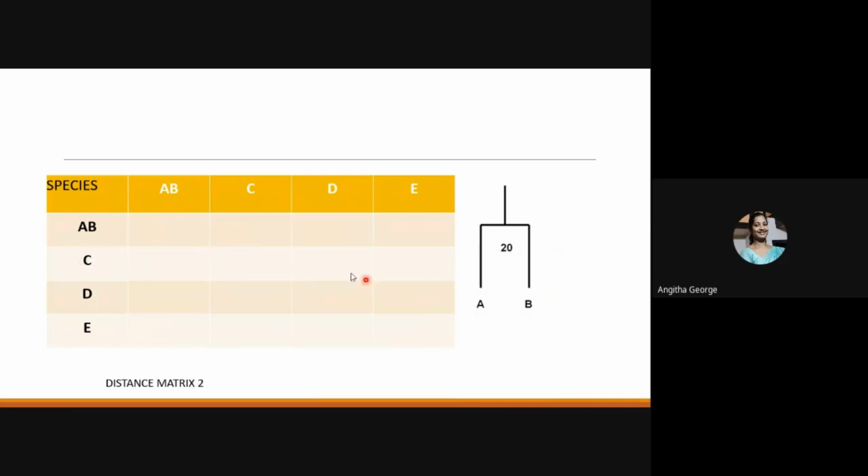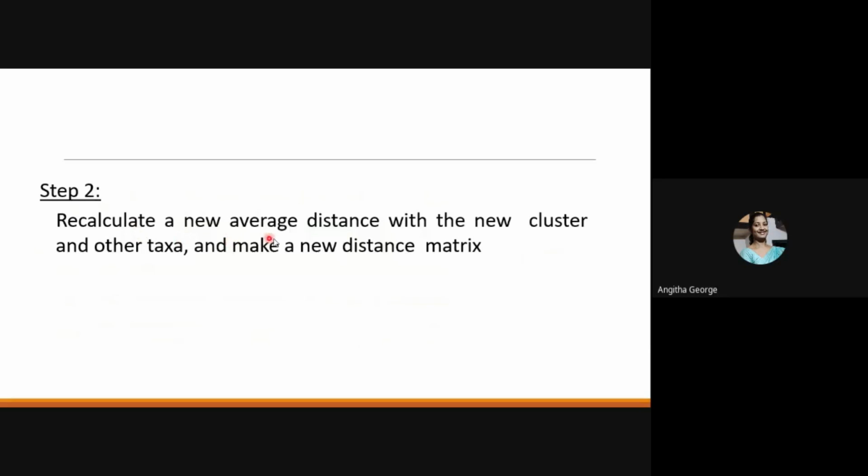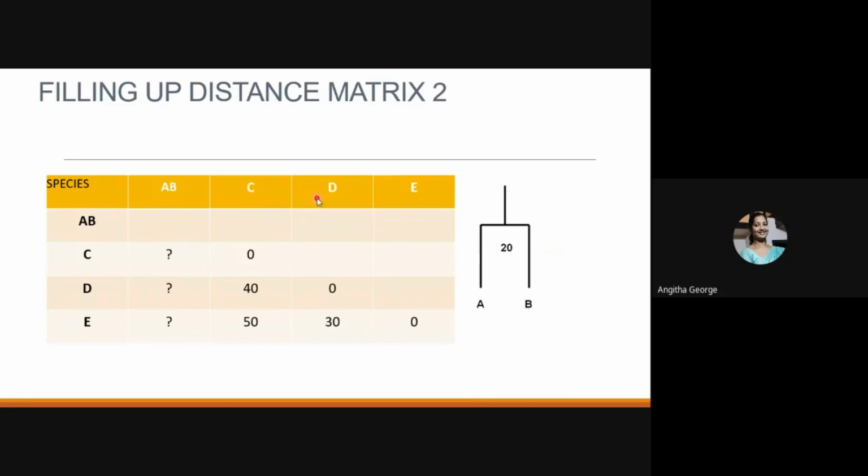Again, we have to fill this matrix. How? We have to recalculate the matrix. Step 2 is to recalculate a new average distance with the new cluster and other taxa and make a new distance matrix. Let's see. Filling up the distance matrix: we know from the first distance matrix itself the value between C and C is 0, C and D is 40, and D and D is 0, and the other distance is 30. These are all given in the first distance matrix itself.